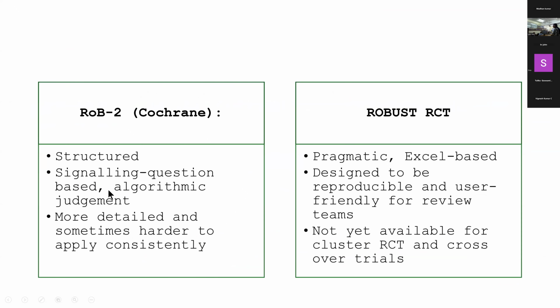So if you look at the difference, ROB2 is very structured, it's very signaling question-based algorithmic judgment. It's more detailed, and many users find it difficult to apply. But on the other hand, robust RCT is very pragmatic, it's very simple to apply, it's Excel based, and it's designed to be reproducible. But the only problem is it's not yet available for cluster RCTs as well as crossover trials.